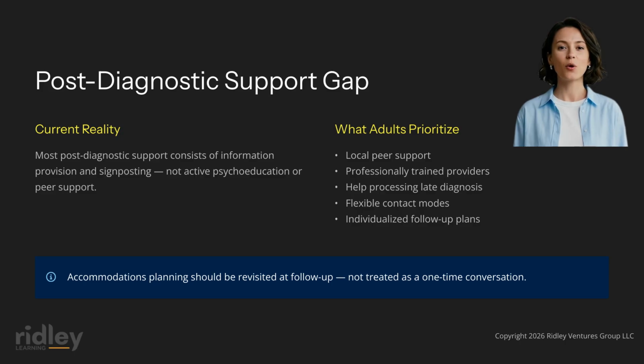A diagnosis of autism in adulthood should trigger a coordinated response that includes plain language psychoeducation, validated resources, proactive screening, and management of the frequently co-occurring mental and physical health conditions addressed in later modules, referral to peer-led autistic community networks where available, and accommodations planning that's revisited at follow-up rather than treated as a one-time conversation.